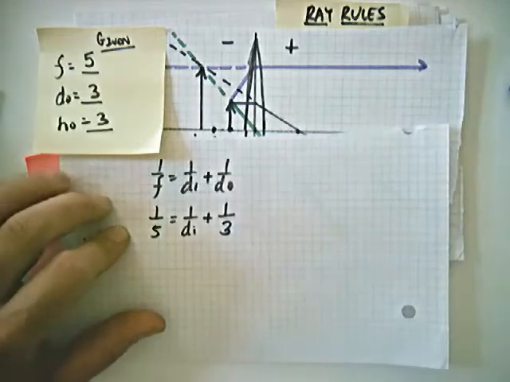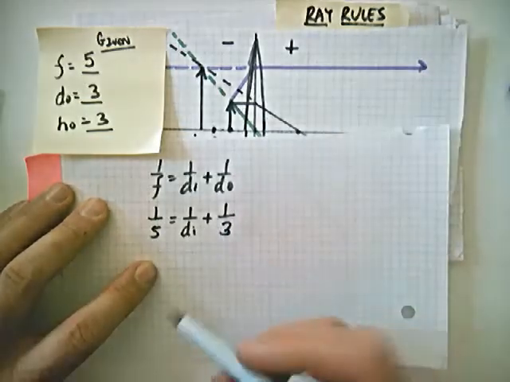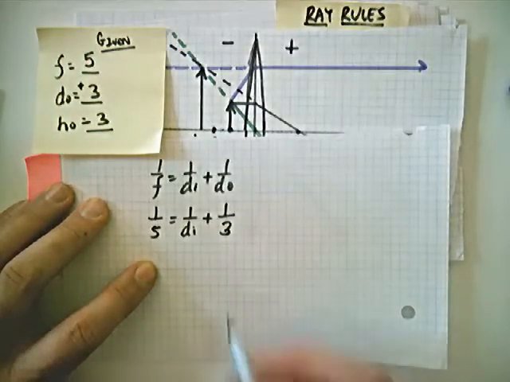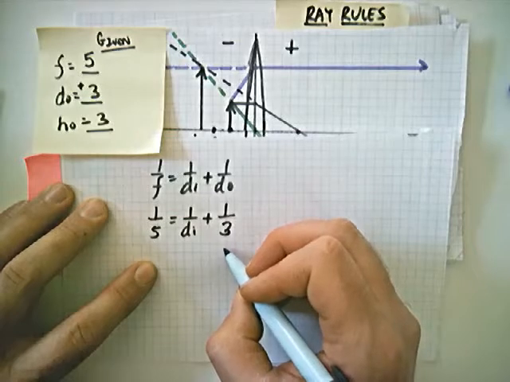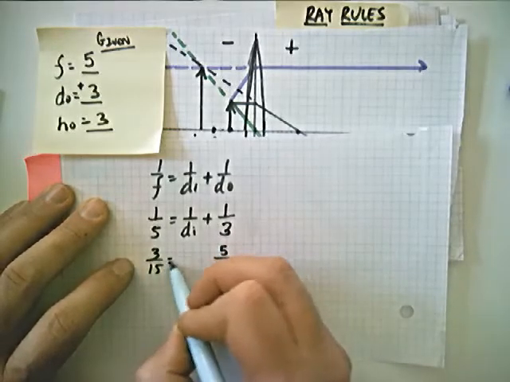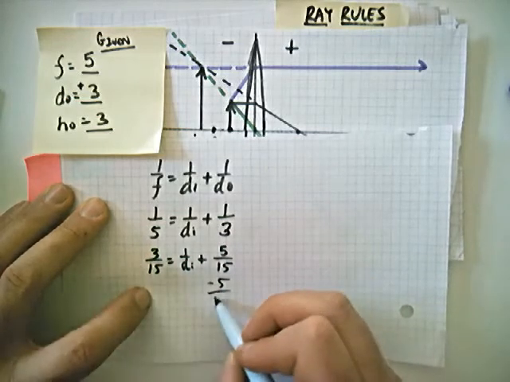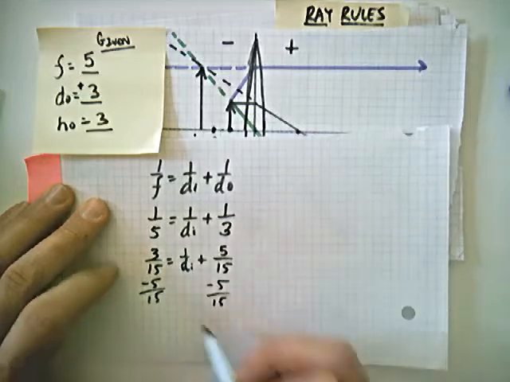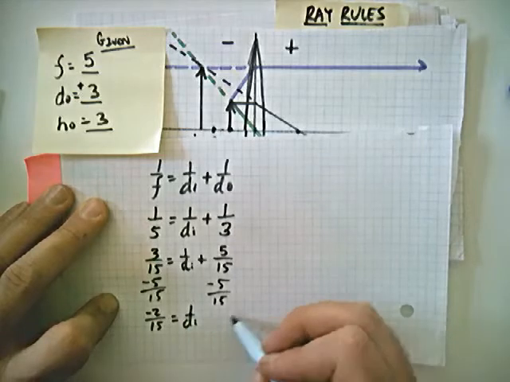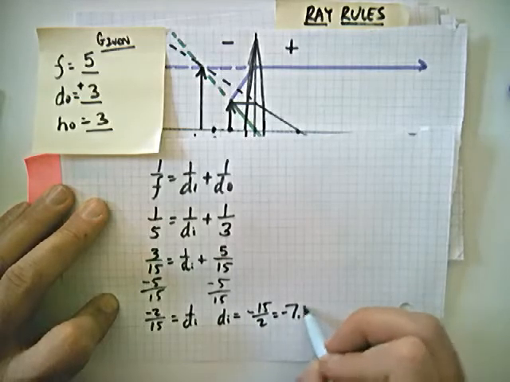And you're like, wait, the object's on the negative side of the lens. But remember, it's all about the direction of the rays. So it's actually positive. Do will always be positive. Check it out. All right, so now we find a common denominator. Well, 15 is the obvious one, so we'll say 5/15 and 3/15 equals 1 over di plus 5/15. Subtract, so we end up with a negative number here, giving me negative 2/15 equals 1 over di. Therefore, di is going to be equal to negative 15/2, which is the same thing as saying negative 7.5.